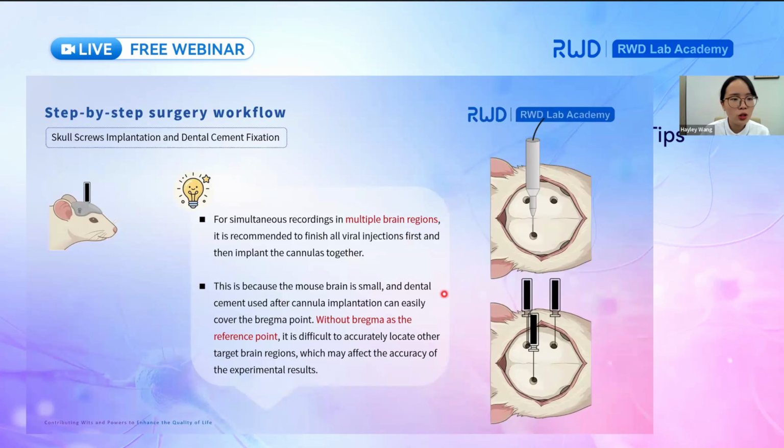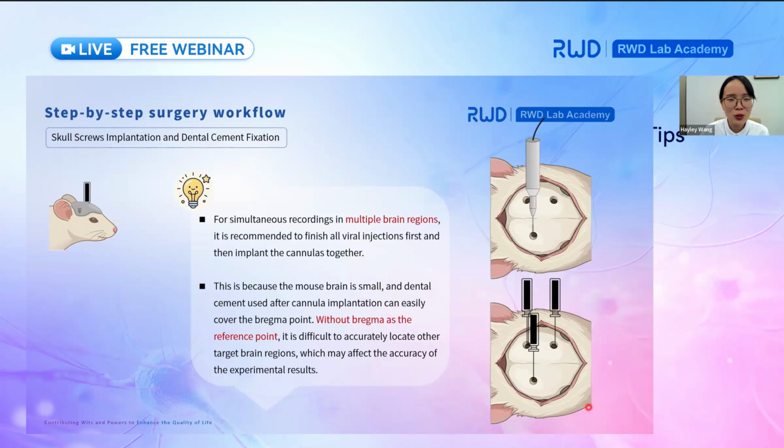Here I would like to add one important reminder. If you plan to record from multiple brain regions at the same time, it is recommended to finish all the viral injections first, and then we implant all cannula together. The reason is simple, because the mouse brain is small, and once one cannula is implanted and fixed with dental cement, the cement can easily cover the bregma point. So if the bregma is no longer visible as the reference point, it becomes more difficult to accurately locate the other target regions, which may affect the accuracy of the experiment.